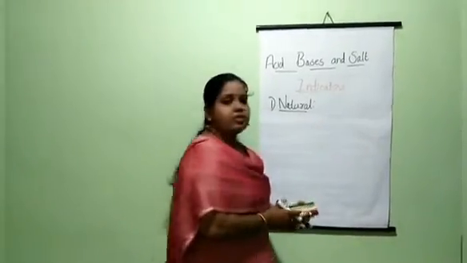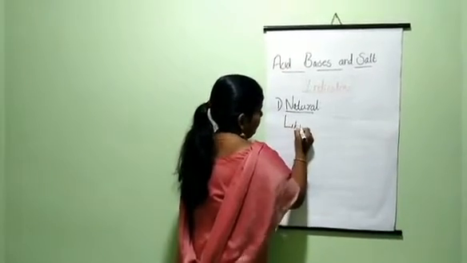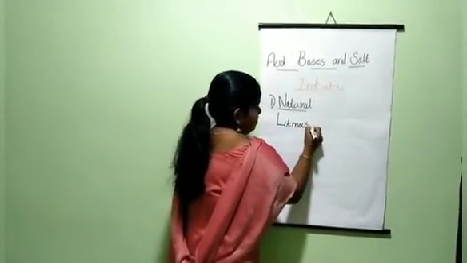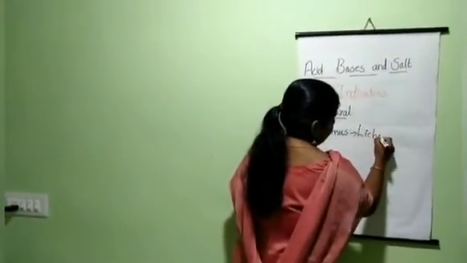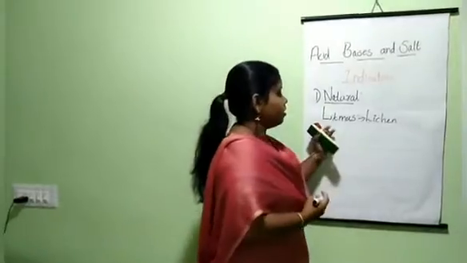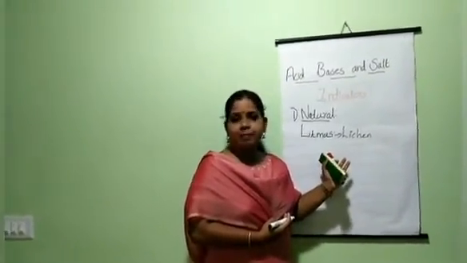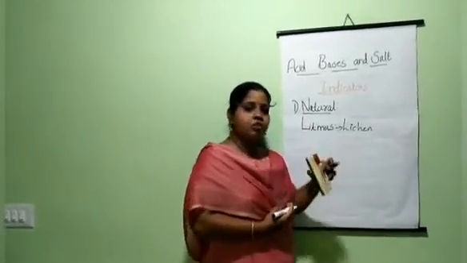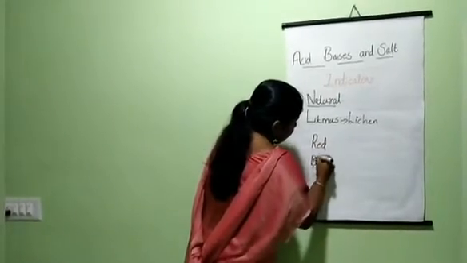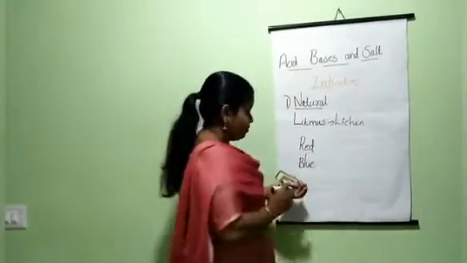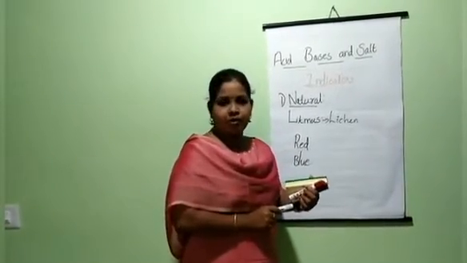The major example of a natural indicator is litmus. Litmus is actually obtained from a plant called lichen. So, litmus is a natural indicator. The neutral color of litmus is purple. For our convenience, we are changing the litmus to red as well as blue color. You are familiar with the red litmus paper and blue litmus paper that are available in our laboratory.